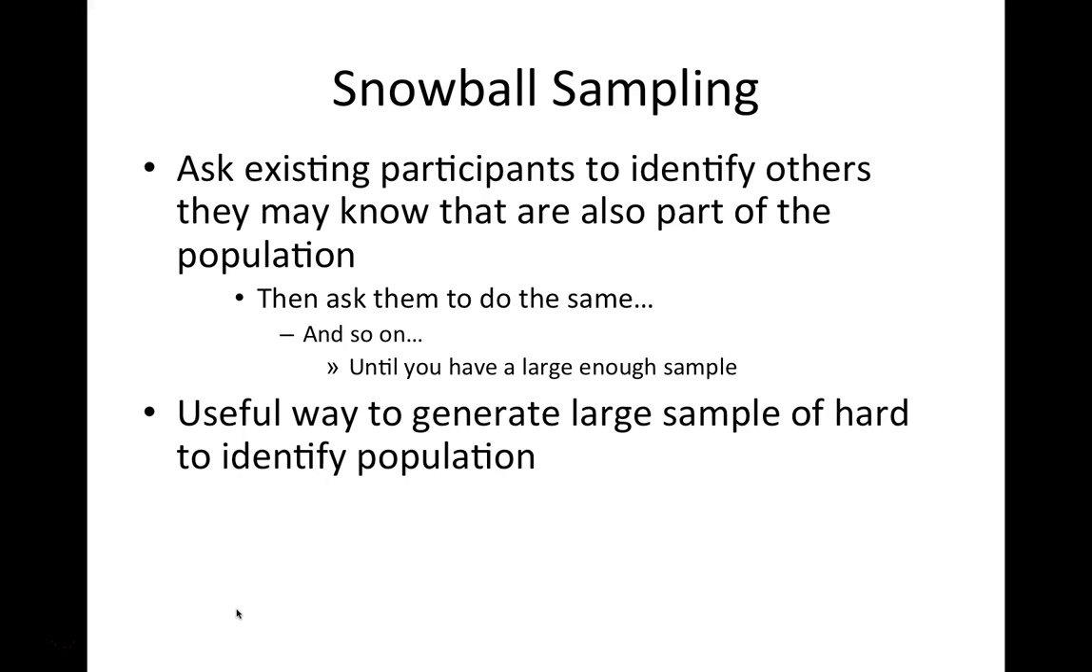Then once you enroll those people, you ask them to identify others they may know who are also part of the population. We typically don't ask the existing participants to give us the names and contact information of those new people, but we will, for example, give them cards. So here's our information, give it to several of your friends, and have them call us if they might be eligible and interested. Oftentimes researchers will incentivize this process.